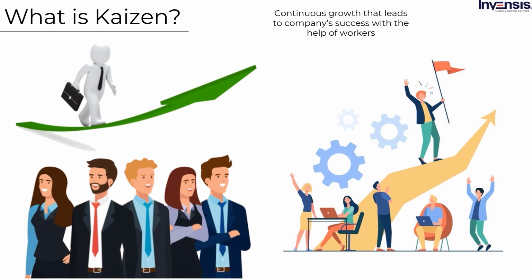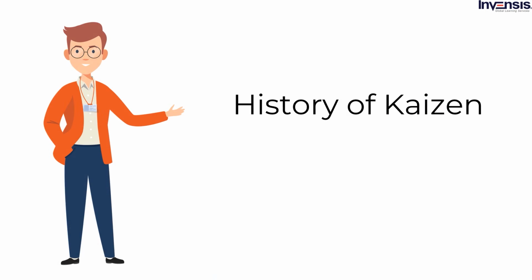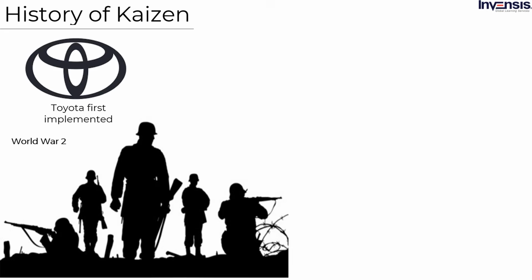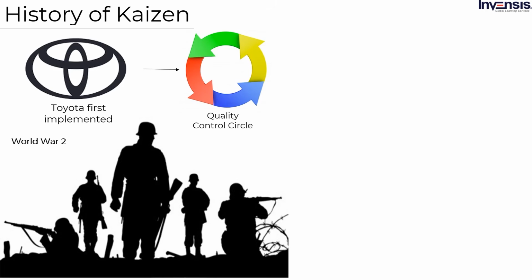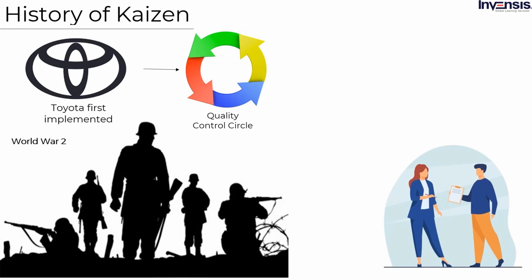Knowing about Kaizen, let us take a tour into the history of Kaizen. Kaizen's history begins after the Second World War, when Toyota first implemented its quality circles in its production process. This implementation influenced American business professionals. But what does a quality circle mean?